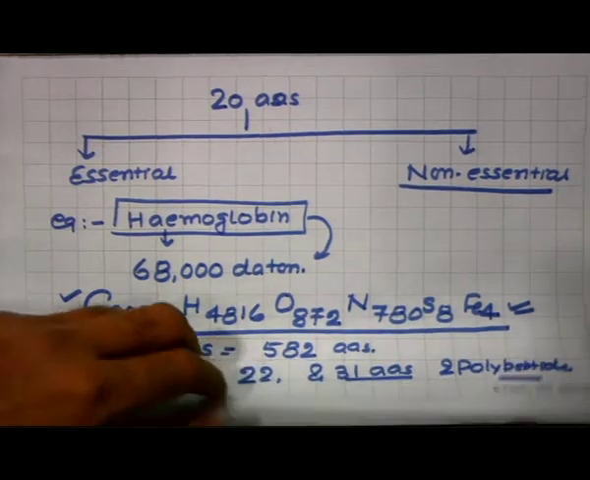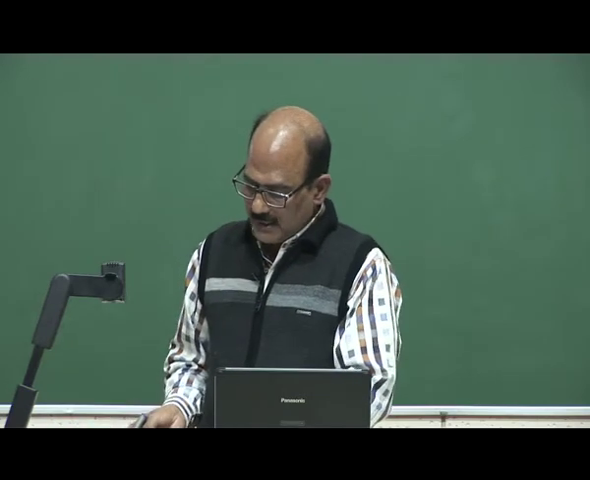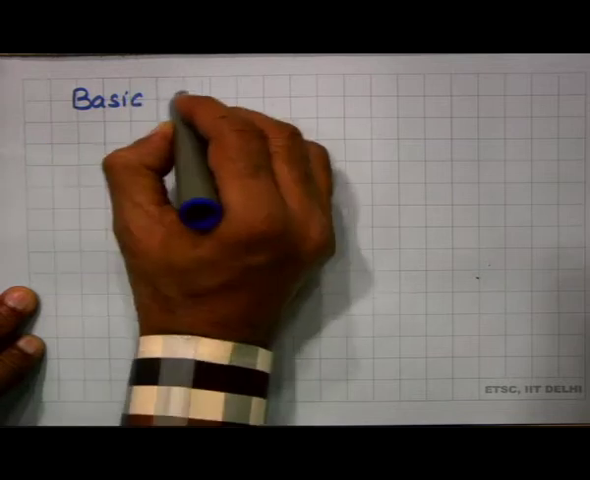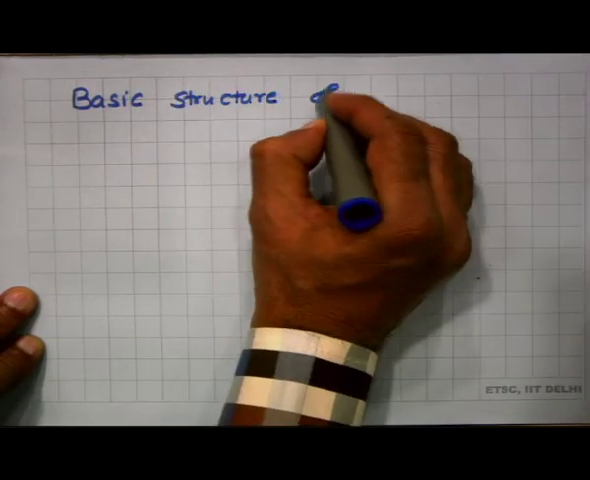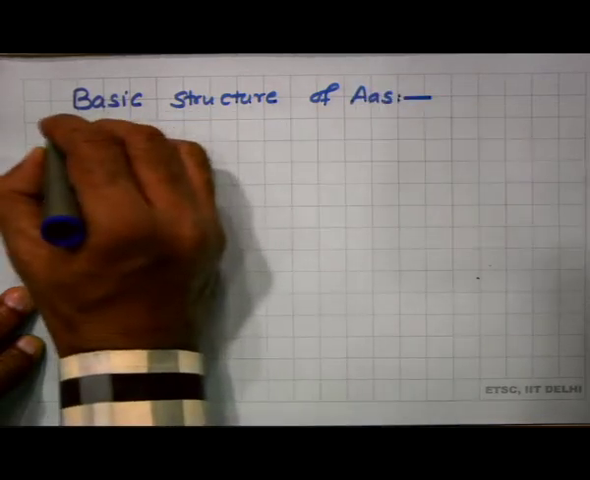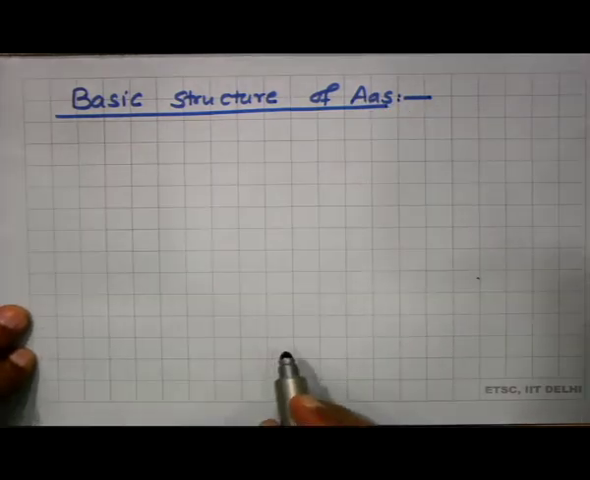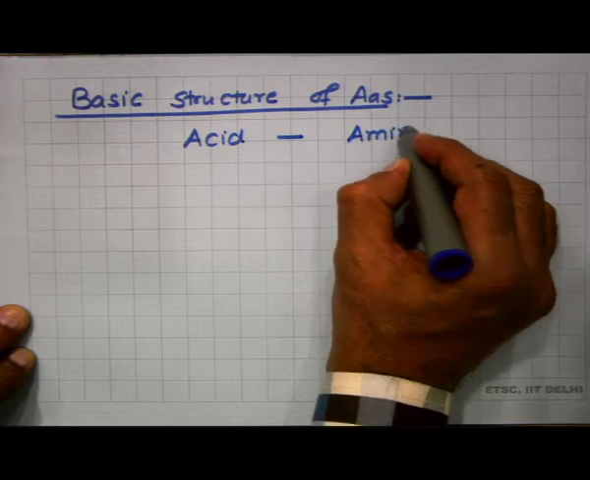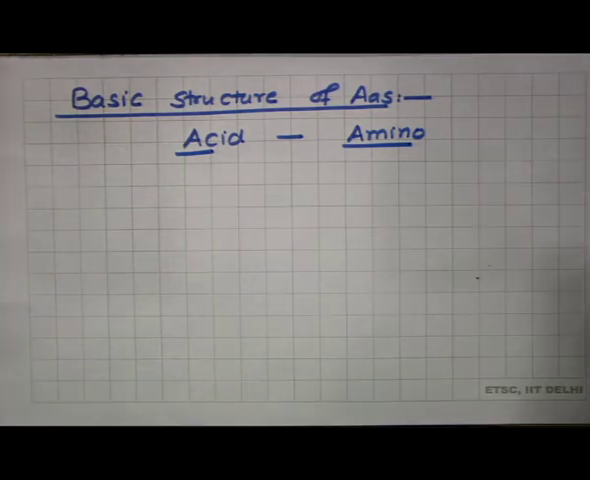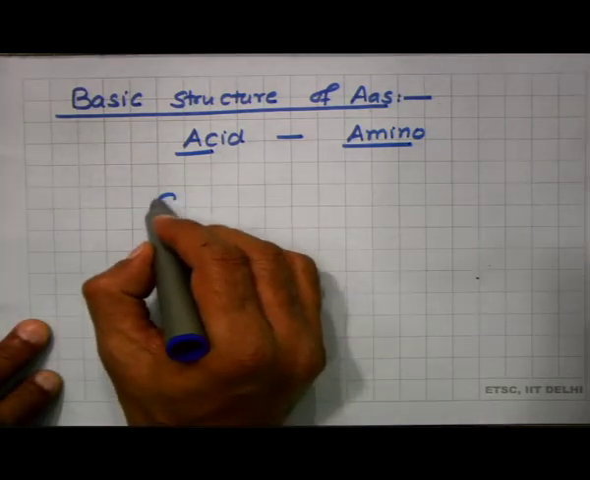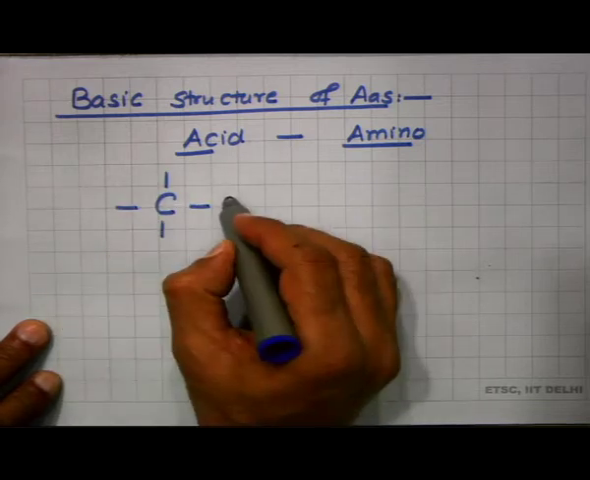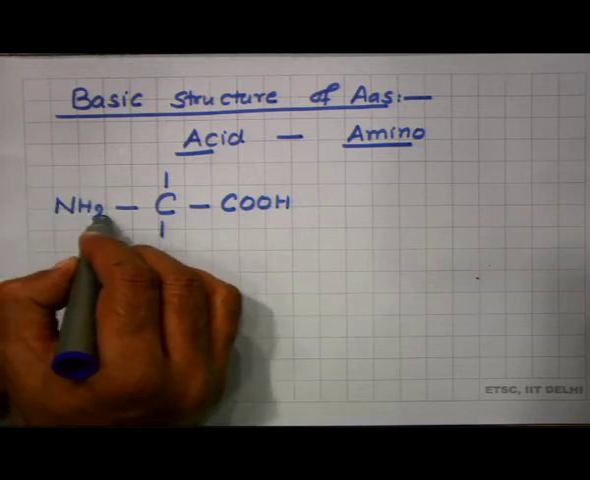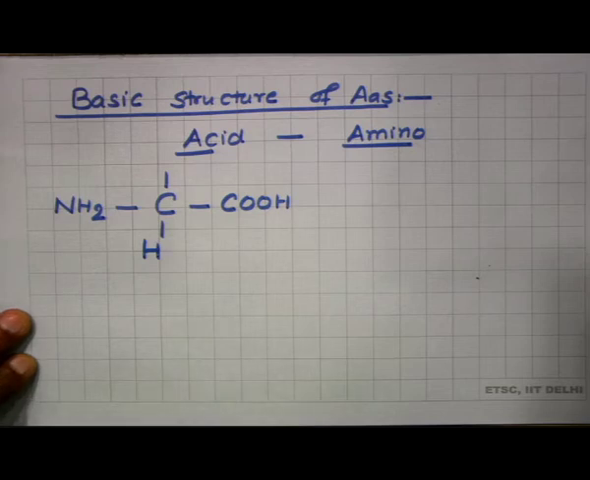Now, the different types of amino acids which form the protein, the basic structure of amino acid you will find here. As we are aware, the amino acid contains an acid group as well as an amino group. The basic skeleton of amino acids is the centrally placed carbon. As we know, the acid group is on one side, and on the other side the NH2 group is there. Here is a hydrogen, and this one group is variable.